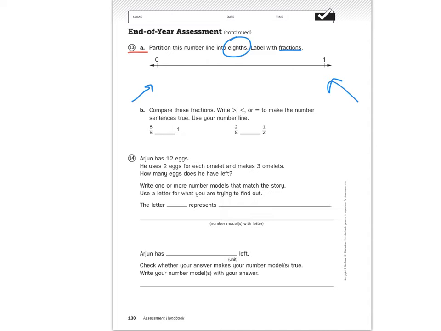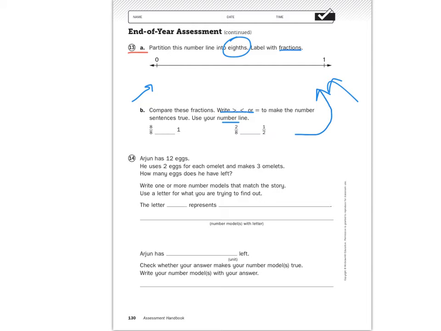Then for letter B, compare these fractions. And remember, on the last page we had what those comparison symbols meant to make the number sentences true. Then it tells you to use your number line. When it's talking about use your number line, it's talking about, look up here, that number line in letter A. That'll help you.